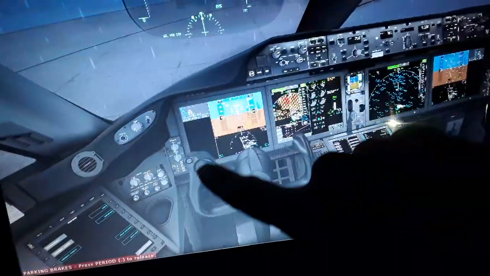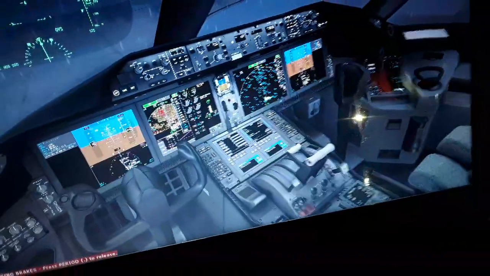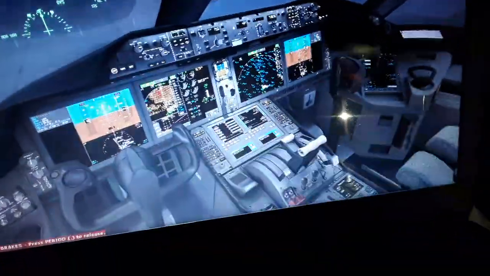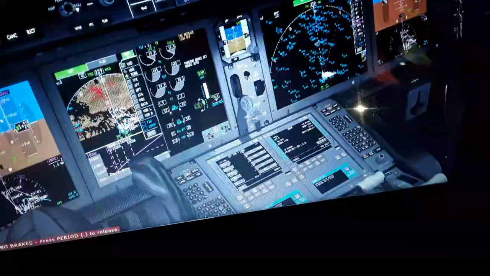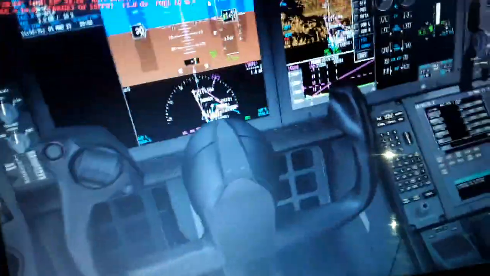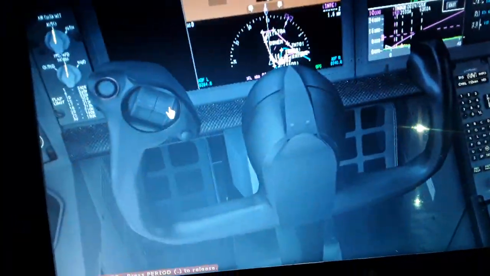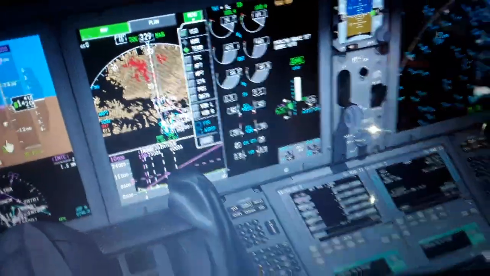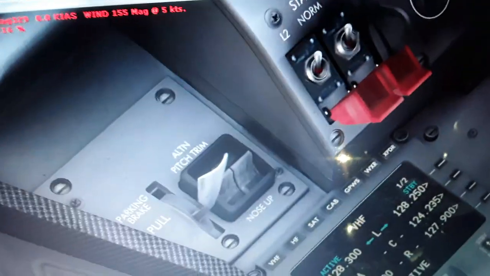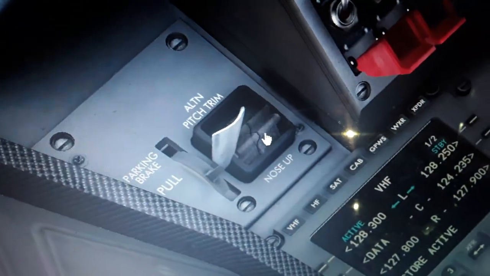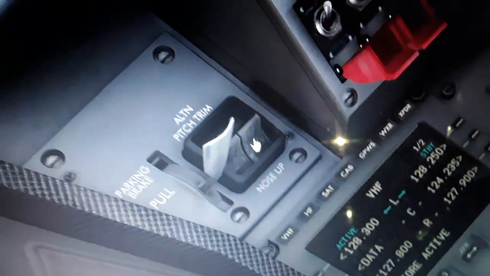So you can see the horizontal trim stabilizer here. I told you, trim the horizontal tail up and down like this. So this is down, up, like this. See the position here, how many degrees, trim up and trim down. And we have also the alternate pitch trim here. You can see alternate pitch trim up or pitch down.